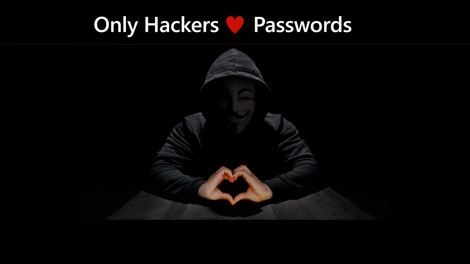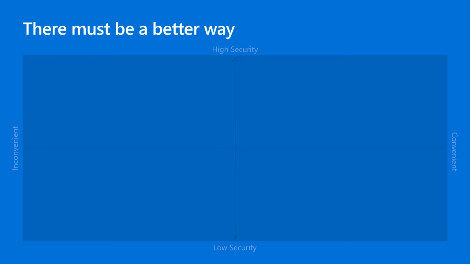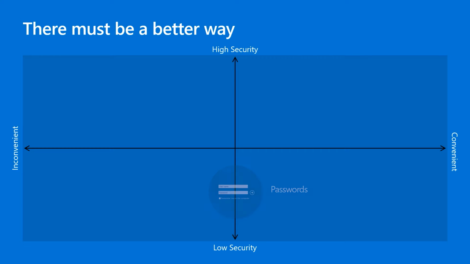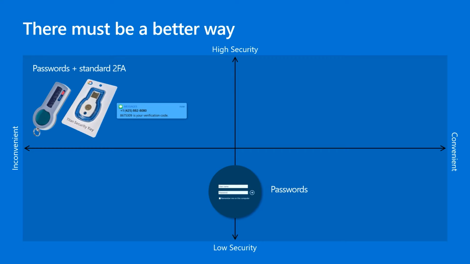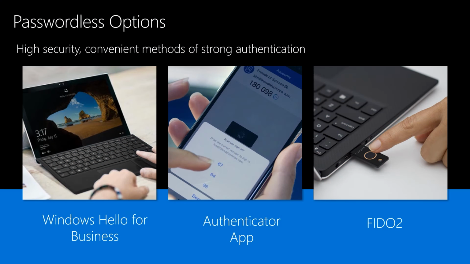And at the end of the day, there's only a certain type of people that like passwords. That's because they're easy to guess, the easiest way to get into an enterprise. So there has to be a better way. What can we offer our end users that is more secure, but also more convenient than just passwords? This is where FIDO2 and security keys come into play, where you're able to offer your end users passwordless options like Windows Hello for Business, Authenticator app, or FIDO2. Let's take a look at how these technologies actually work.